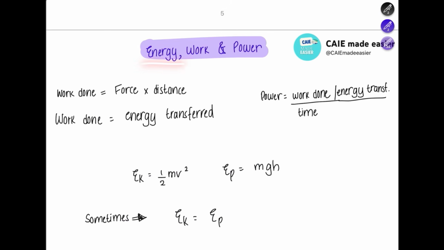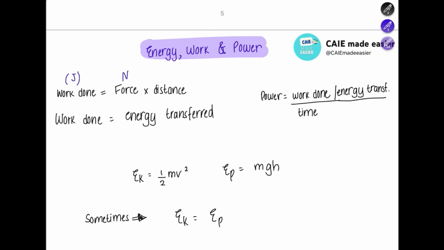Now we can look at energy, work, and power. They are related to each other. Remember, work done equals force times distance. Work done is always written in joules. It can also be written in kilojoules or megajoules, so make sure that you convert them.